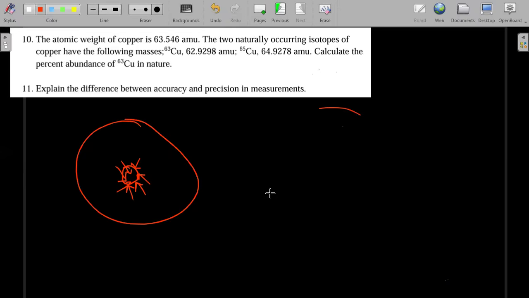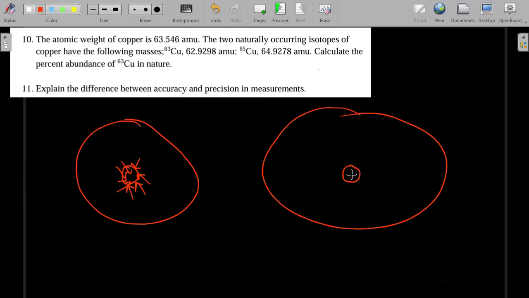And then we can have another scenario. So this is the point we are supposed to hit, but maybe your two darts are just hitting here like that. So this scenario, we're going to say they are precise. Why? Because they are close together. But they are not accurate because they are far away from the target there. Okay, that's what we said.